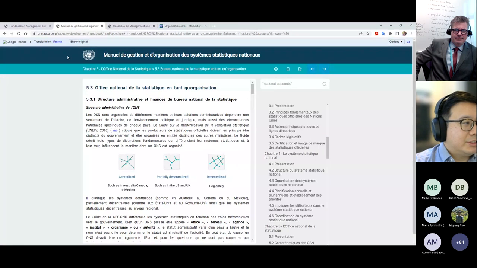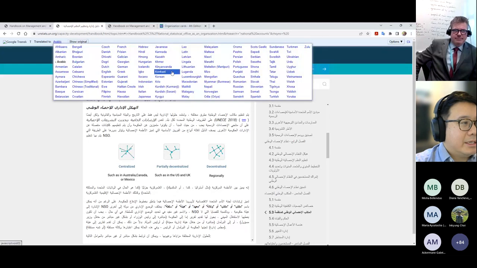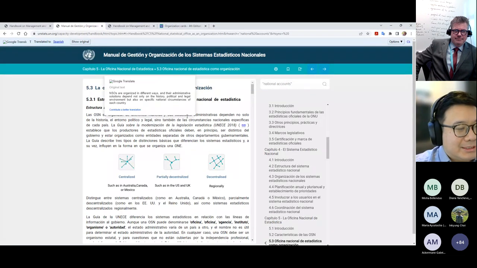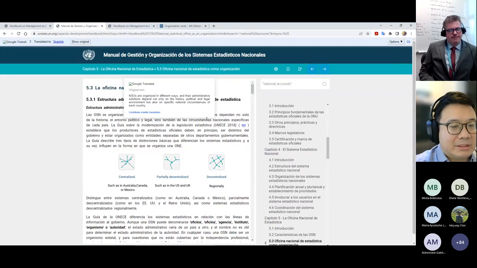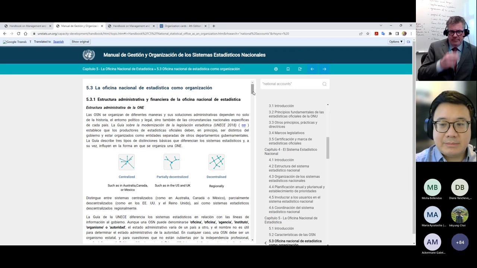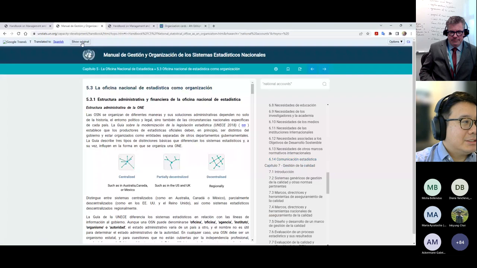So here's French, Arabic, Spanish, and you get the idea. Of course, this translation isn't as perfect as we would like it to be. Of course, we'd want to have it done by human translation. But this is a pretty good stopgap for now until we get the resources to be able to do this. I also wanted to, let me go back to English.